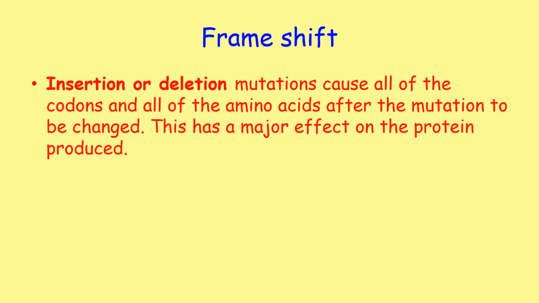And this has a name. Now, this particular effect that we can see, where every single amino acid and every single codon after the mutation is affected and changed, is known as a frame shift, and this will have a major effect on the protein produced. So the sequence of amino acids after that mutation will all be completely different. So that's going to have a significant impact on the bonding that occurs, that will influence the folding that occurs within that protein structure, and ultimately how that protein functions.